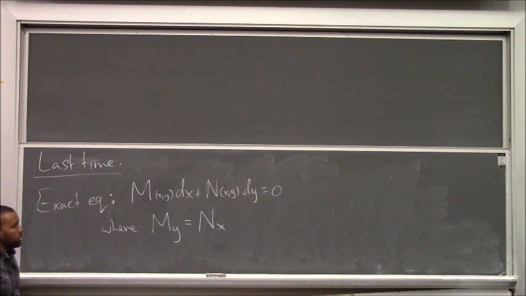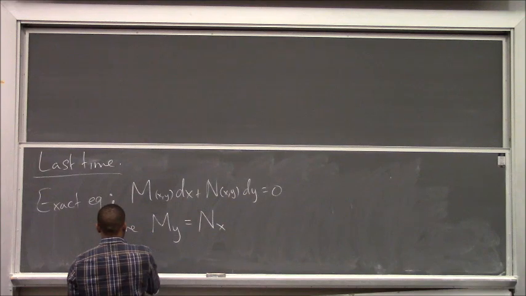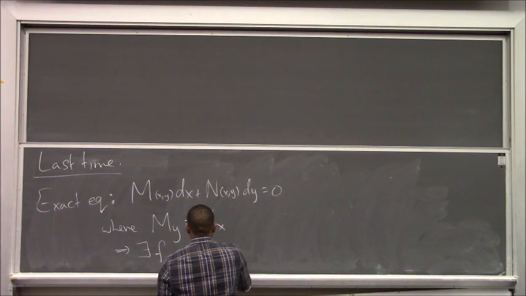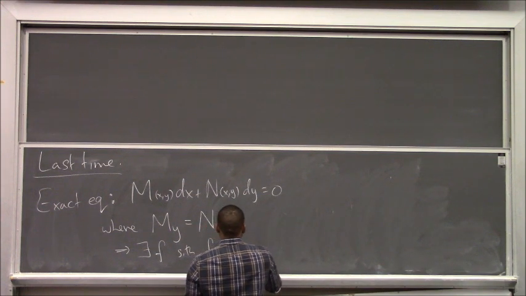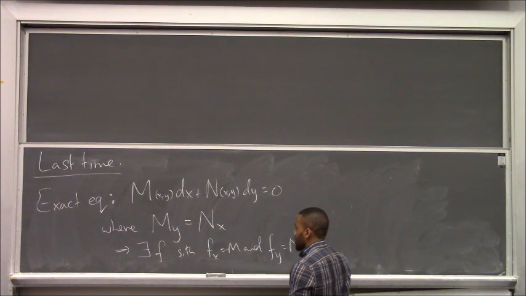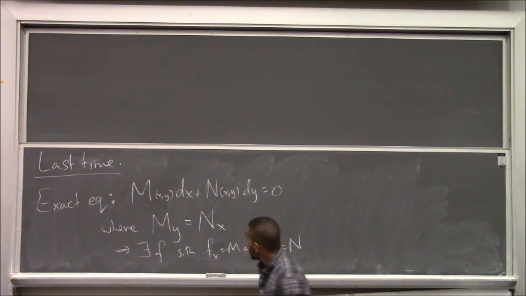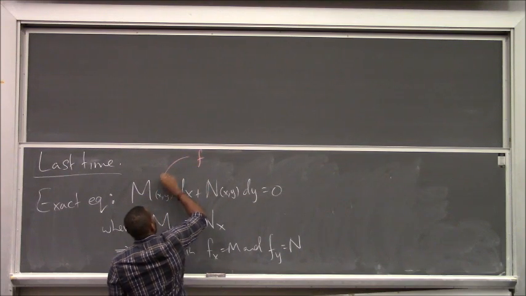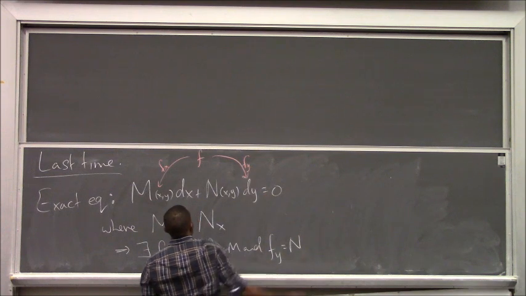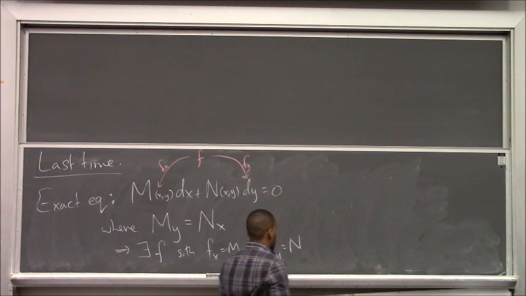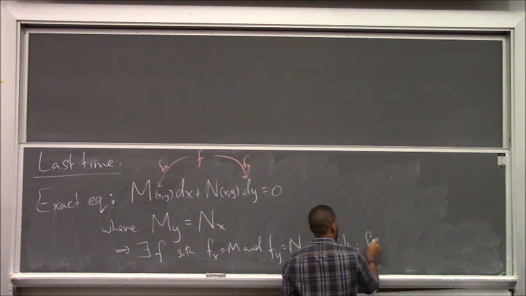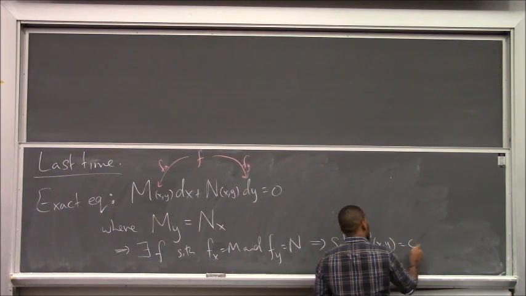Whenever that works out, this means there exists some function such that the partial with respect to x gives you M, and the partial of that with respect to y will give you N. You have that function hovering over us here, where if you differentiate it with respect to x, you get that, and with respect to y, you get that. And ultimately the solution would look like that function equals a constant.